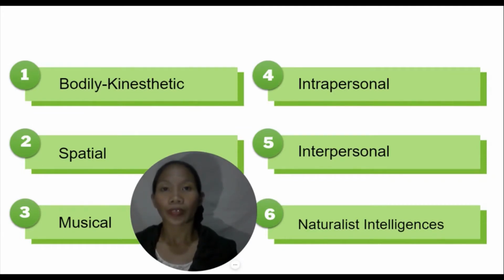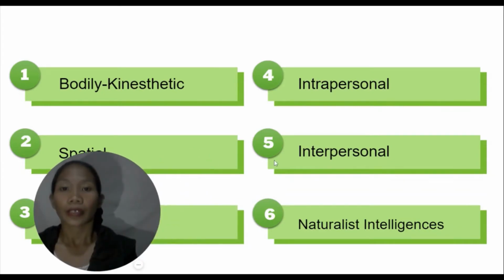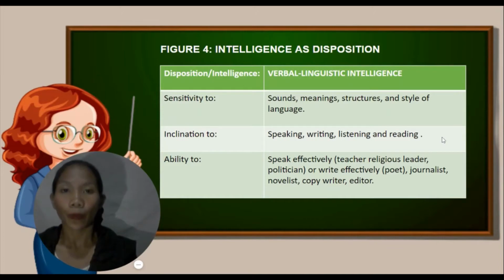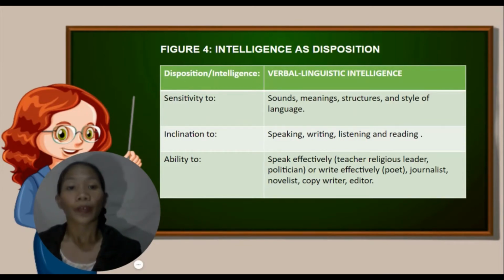So when we say naturalist intelligence, that person has the ability to recognize and categorize plants, animals, and other objects in nature. So since you know already the multiple intelligences introduced by Howard Gardner, for you to give a clear understanding of those multiple intelligences, let's move on to Figure 4. We have here the intelligence as disposition. So the first one here, that would be verbal linguistic intelligence.